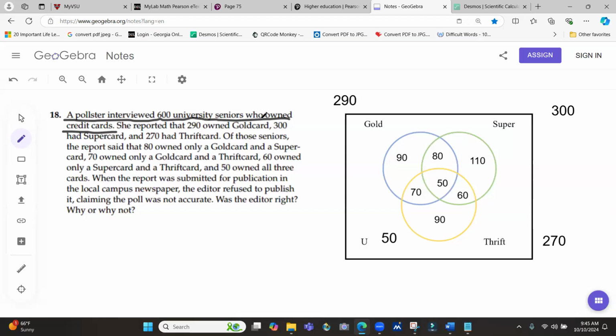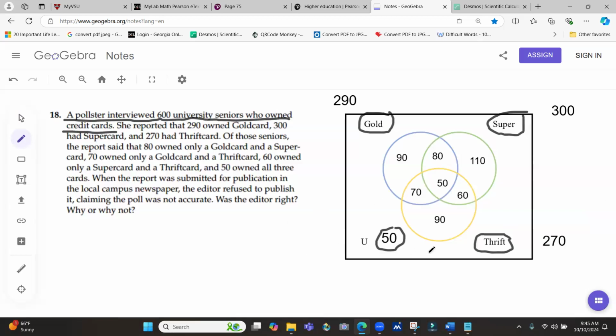Who owned credit cards? They did talk about these three cards, but some of these people here either didn't own any of the three cards, or they own something else, a fourth card like a Visa or a MasterCard. So I would say the data is totally fine. There's nothing wrong with it.